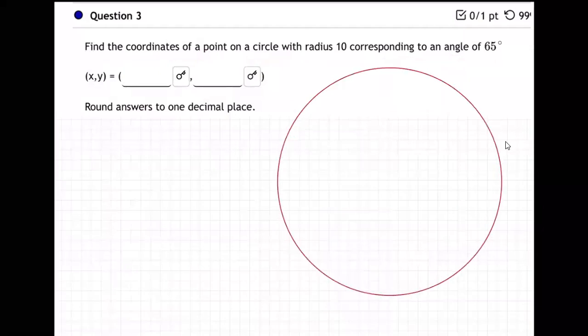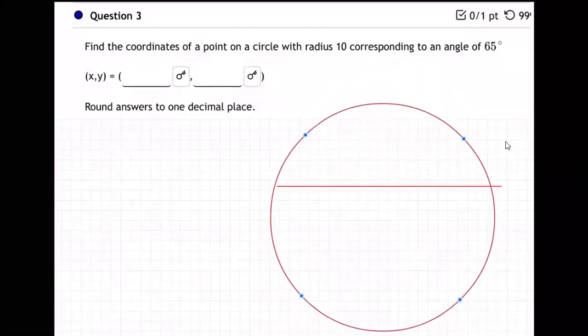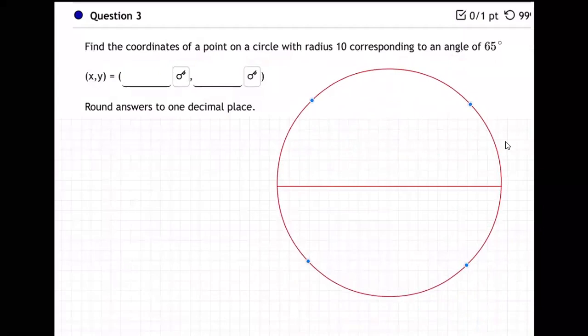Okay, and put in the rest of the stuff here. Whoops, that is not what I meant to do. I didn't even know you could do that. Okay, so there's my circle. And now it says it's a radius of 10, angle of 65 degrees.